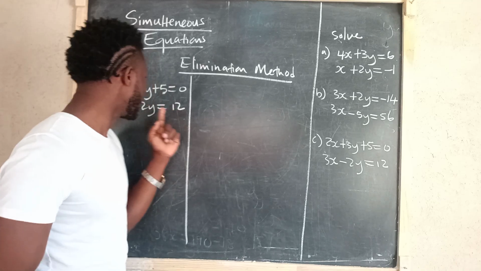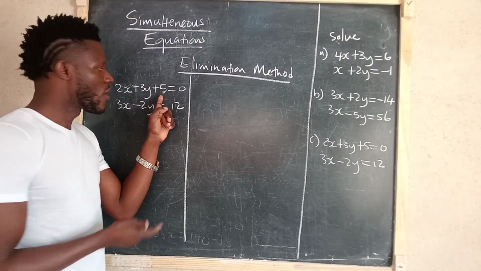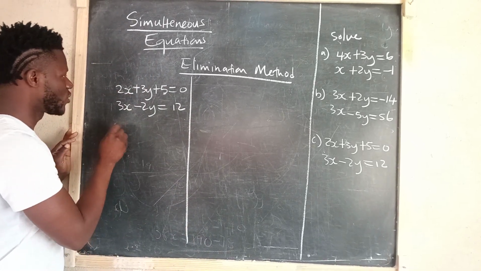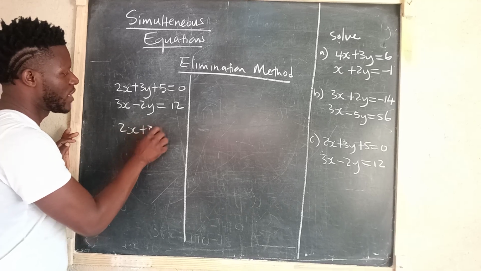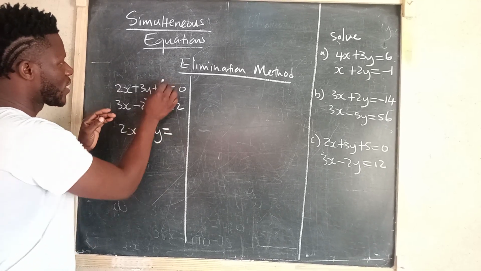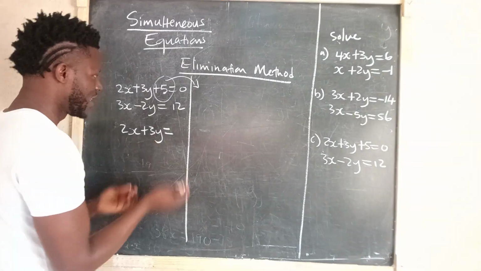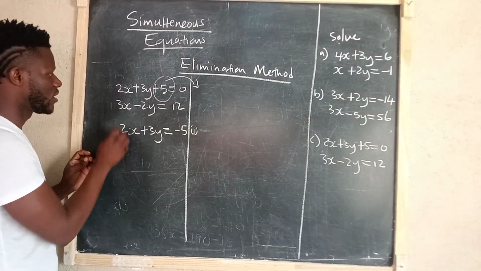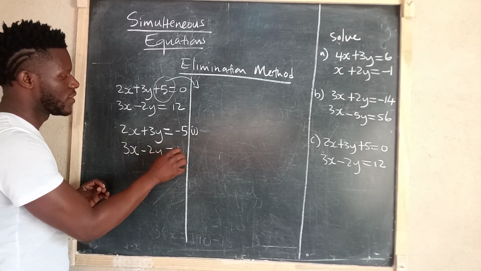So in the first equation, as you can see, we need to regroup 5 to the other side of the equal sign. So we regroup it into 2x plus 3y equals, this was positive 5, so when we move to the other side, it becomes negative 5. That's our equation 1. Then equation 2 is 3x minus 2y equals 12.